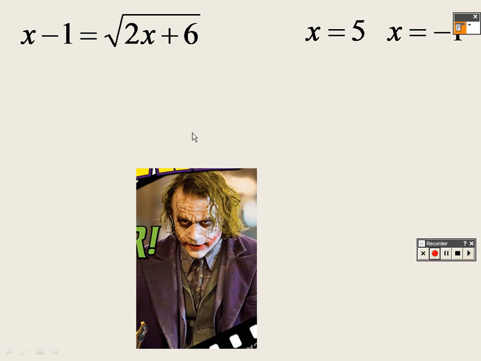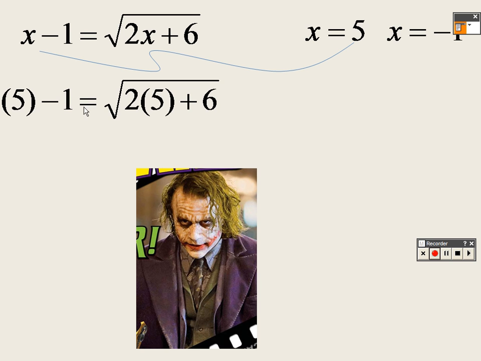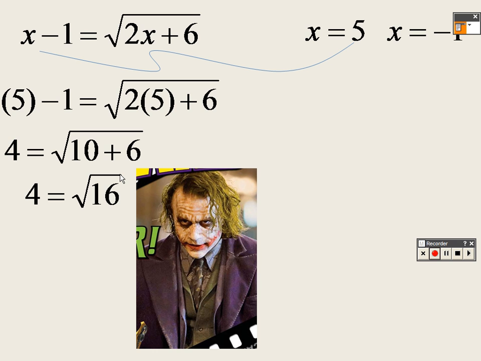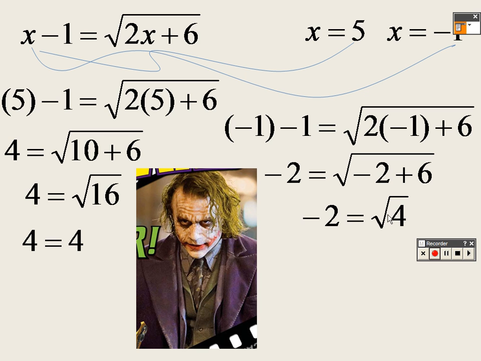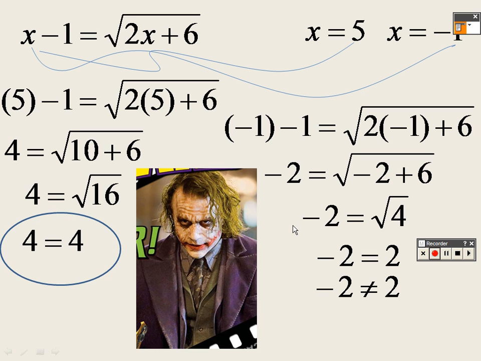If I plug in a 5, right, that's 5 minus 1 is 4. That's 10 plus 6, so I get 4 equals square root of 16, and that is true. If I plug in negative 1, I get a negative 2. That gives me a positive 4. Square root of 4 is positive 2 and negative 2, so it does not work. So 5 is the answer to the problem.